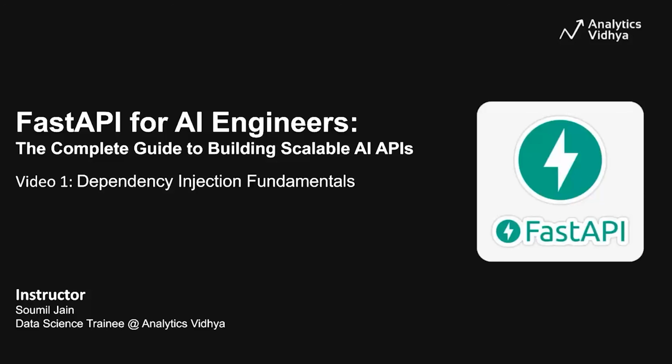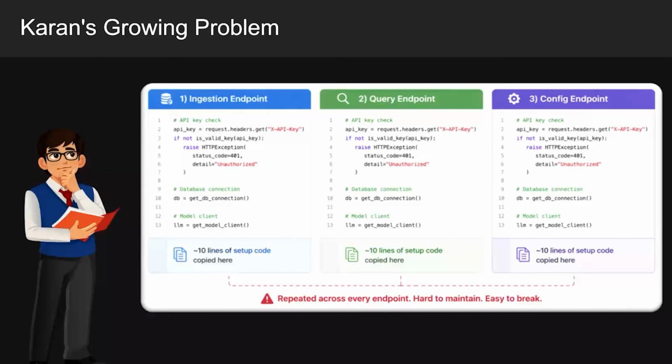Let's get into it. Look at the current 3 endpoints on screen: ingestion, query, and config. Every single one starts with the exact same 3 blocks: API key check, database connection, model client initialization. 10 lines of setup code copied 3 times. Now imagine we had 5 more endpoints. That's the same 10 lines in 8 places. Change the authentication logic, update it in 8 places. Miss one, the endpoint is now broken. This is exactly the kind of problem dependency injection was designed to solve.